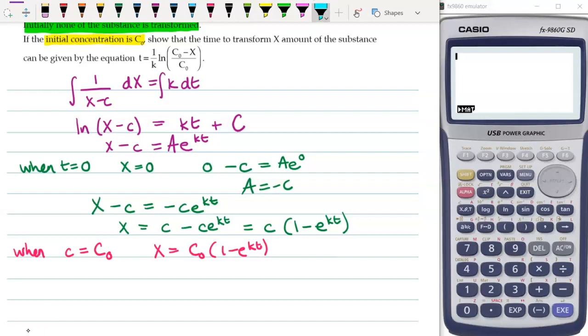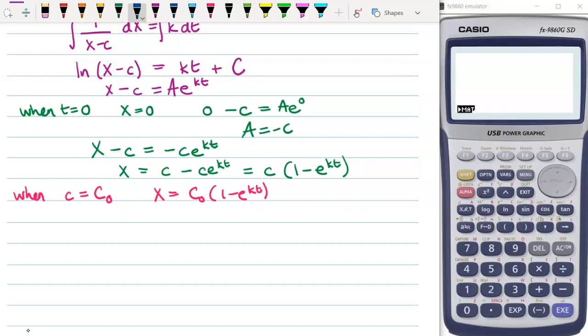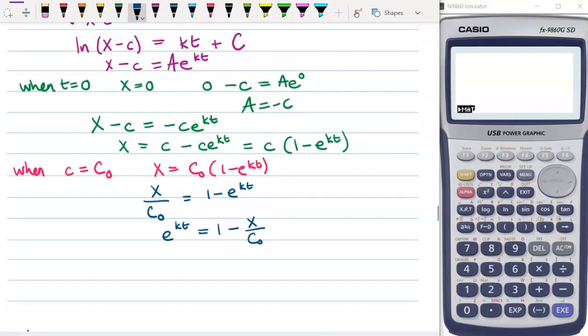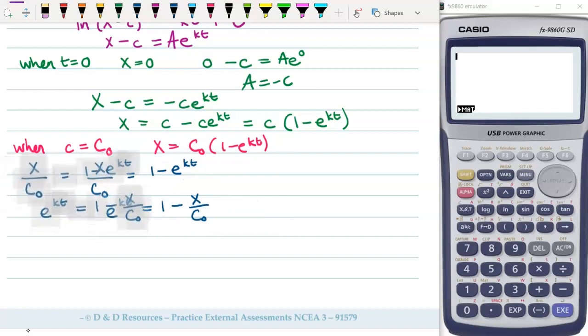And then finally, we want to try to put this into a form that has time as the subject. So t is the subject. We need to rearrange our equation here. So let's give that a go. We'll have x over C0 is equal to 1 minus e to the kt. So e to the kt is 1 minus x over C0. We need to take log of both sides. So I'm just going to move this over a little bit, give me a bit more room.